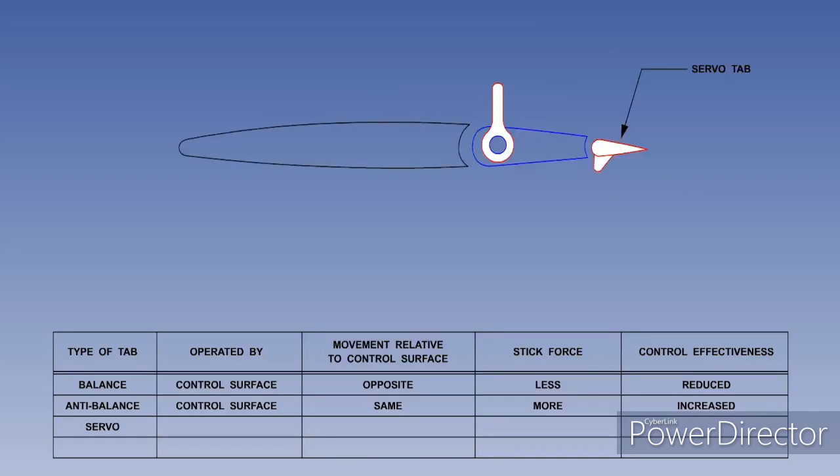The third type of tab we will consider is the servo tab. The servo tab is very different from the preceding two tabs. The horn is merely pivoted on the control surface and is free to rotate. The pilot input directly moves the horn. But this time the link is connected from the horn to the servo tab. Thus, when the pilot makes a control input, it is the servo tab that is being moved, without any mechanical input to the control surface.